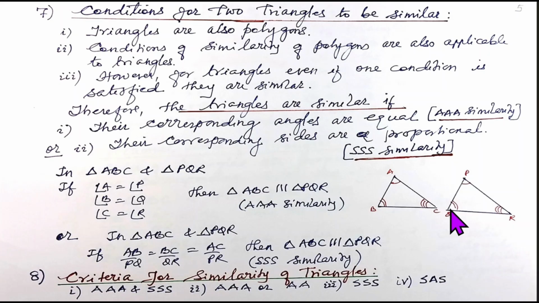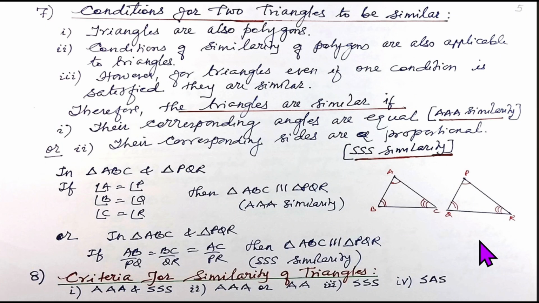Now, let us take the triangle ABC and triangle PQR here. In these two triangles, if angle A is equal to angle P, angle B is equal to angle Q, angle C is equal to angle R, then these two triangles are similar. Also, if AB upon PQ is equal to BC upon QR and AC upon PR, then the two triangles are similar. That means either the corresponding angles must be equal, or the corresponding sides must be proportional for the two triangles to be similar.